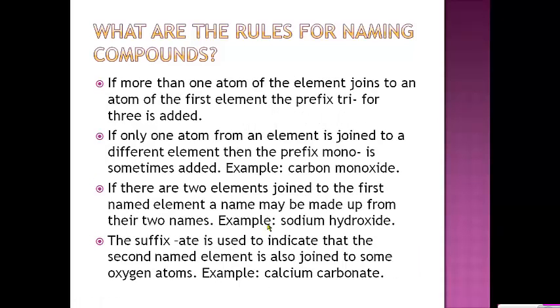If something has 3 atoms in it, they'll use the prefix tri. So for instance, I don't think this is an actual compound, I'm making it up. But if we had carbon trioxide, that would be 1 carbon and 3 oxygen atoms. Okay, so tri stands for 3. Next rule is sometimes you'll see the prefix mono on something. Mono means there's only 1. Okay? So for instance, carbon monoxide means there's 1 carbon atom and 1 oxygen atom. So mono stands for 1, di stands for 2, tri stands for 3.